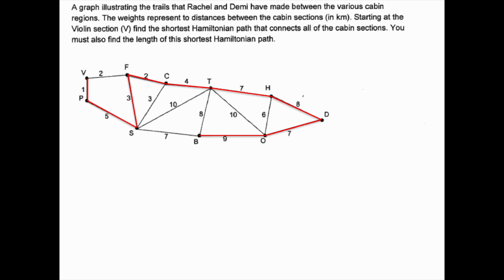Hamiltonian path, it has to be a simple path. You can't have it branch off. This would be the Hamiltonian path. Then it's V to P to S to F to C to T to H to D to O to B. And then we have to add them all together. And what did I say that was? 46 kilometers? 46 kilometers of paths.